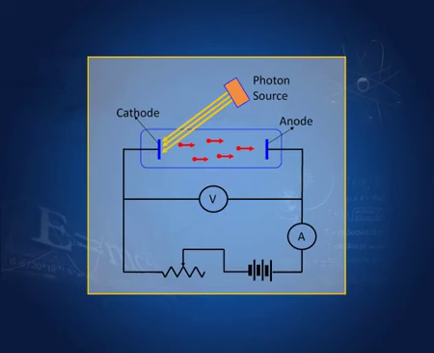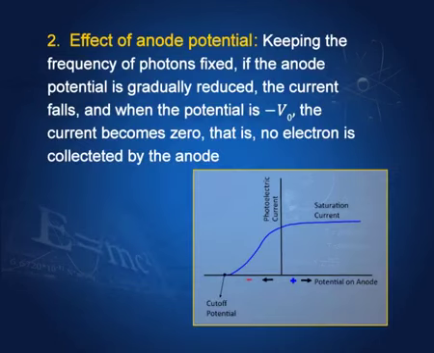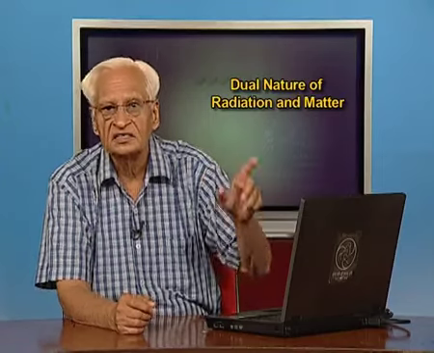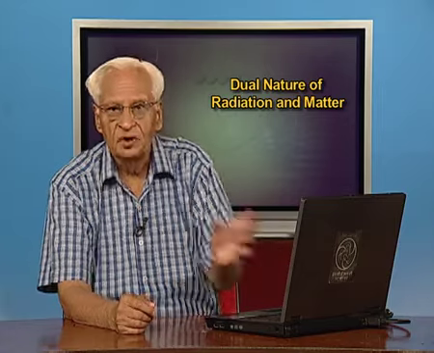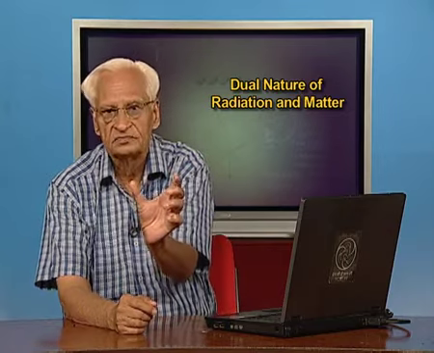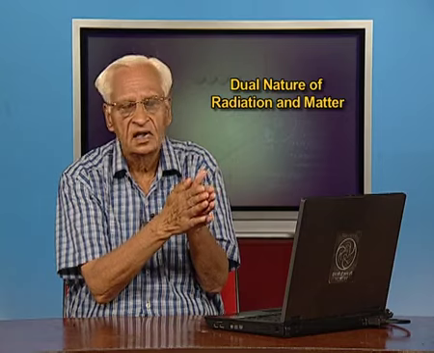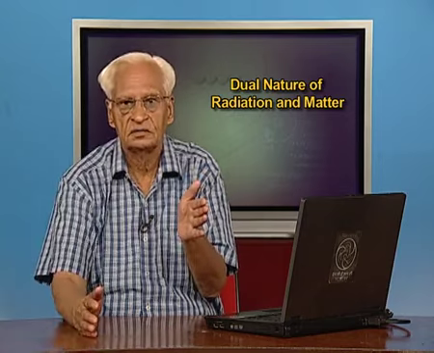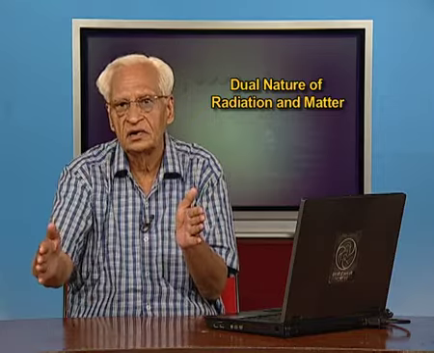Effect of anode potential. Keeping the frequency of photons fixed, that means above the threshold frequency, if the anode potential is gradually reduced, then what happens? There is a slow decrease in the current. That means the number of electrons being captured by the anode is decreasing. Why is it decreasing? Because there is no sufficient attraction between the electron and the anode. If electrons do not have sufficient kinetic energy, they would not reach the anode. If they have sufficient energy, then they would reach the anode.